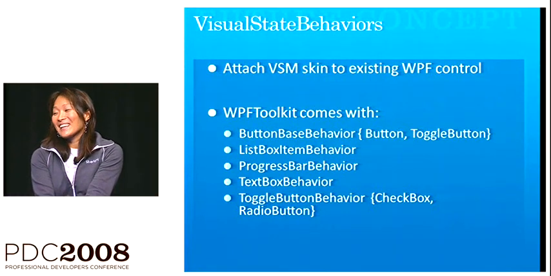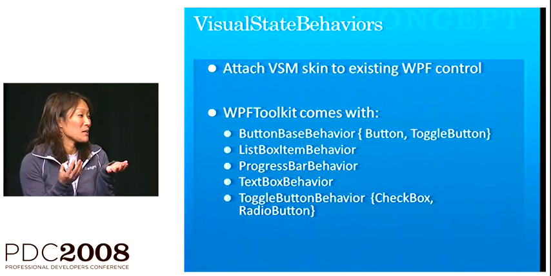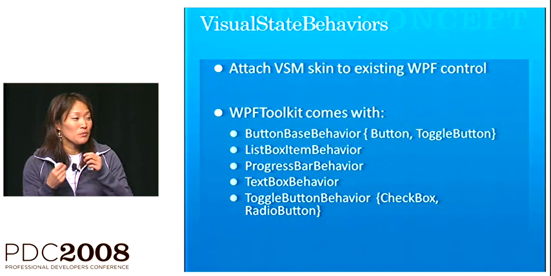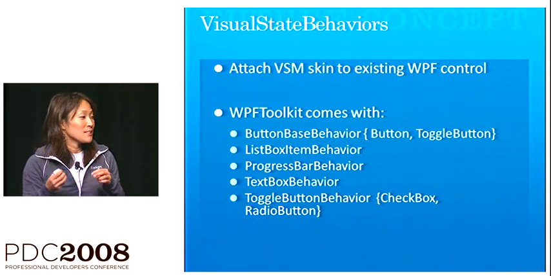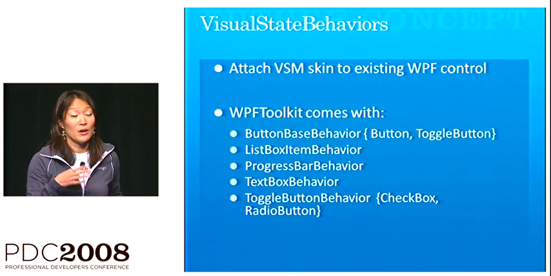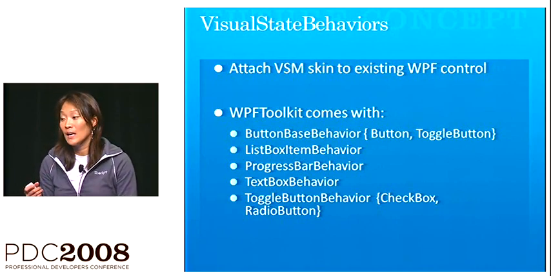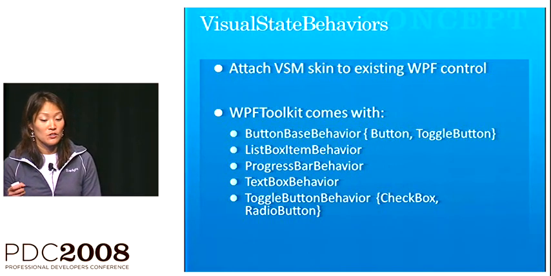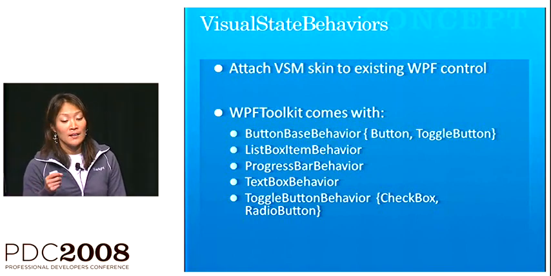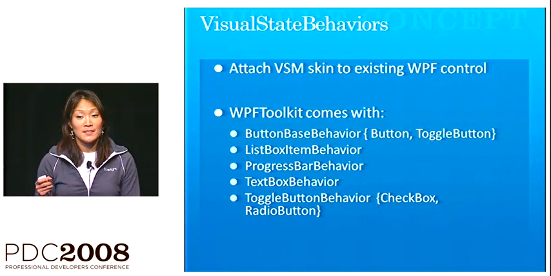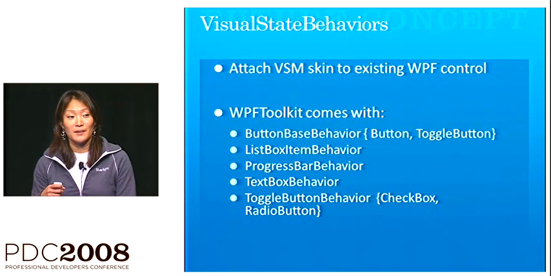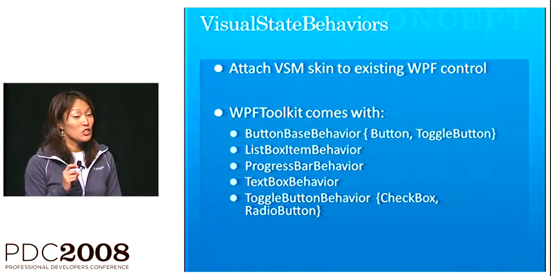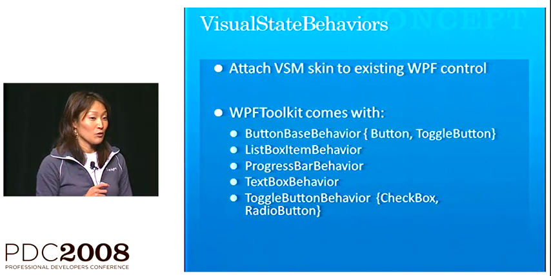Okay, so like I said, these visual state behaviors as well as Visual State Manager are up on the web. It's in the WPF toolkit. And just a reminder that the visual state behaviors need to be attached to the control that you're trying to add the VSM-enabled skin to. And the WPF toolkit does come with a list of behaviors out of the box. So you can use these with button and toggle button, list box, progress bar, text box, checkbox, radio button. So hopefully that will get you guys started until the full Visual State Manager comes out in the next release of WPF.